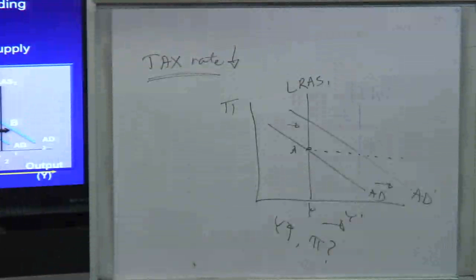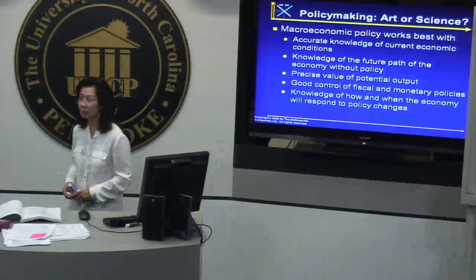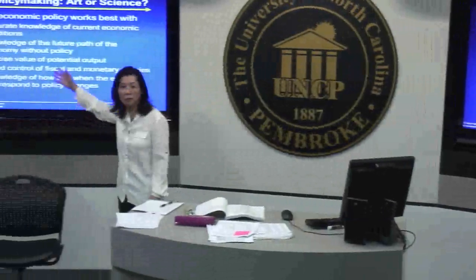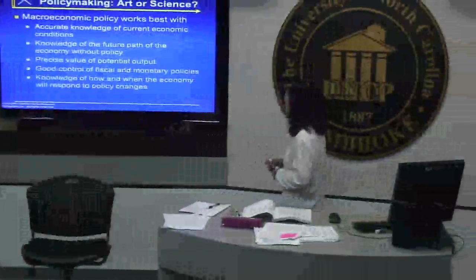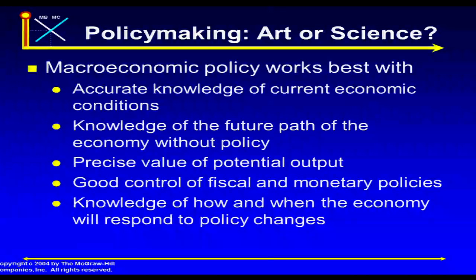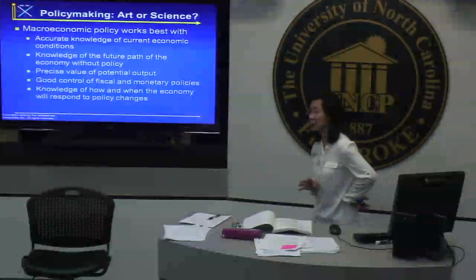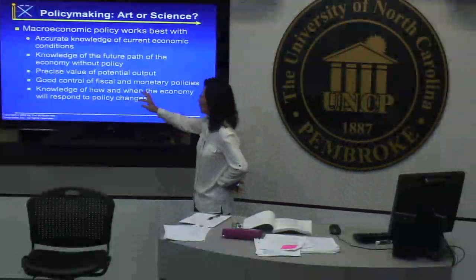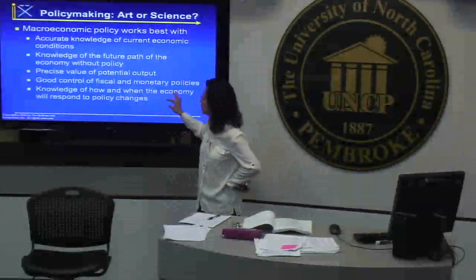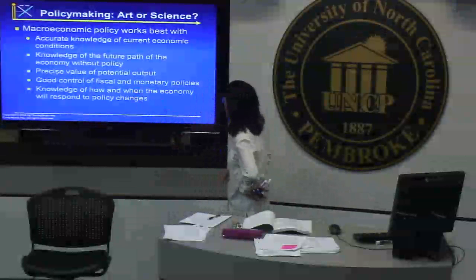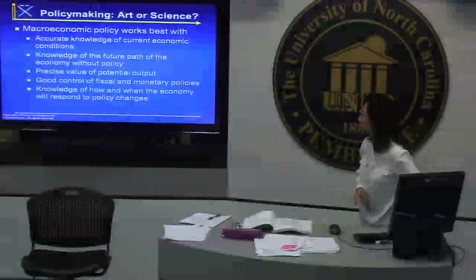So finally, my last graph, or last slide, for the whole semester really. Macroeconomic policy works best with accurate knowledge of the current economic condition, and knowledge of the future path of the economy without policy. We do have to know exactly what the potential output is, what that number is, how to implement fiscal and monetary policy, and knowledge of how and when the economy will respond to policy change.